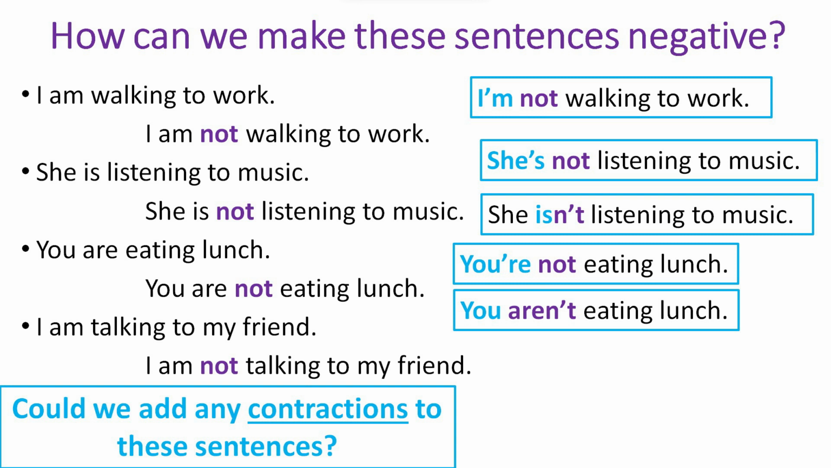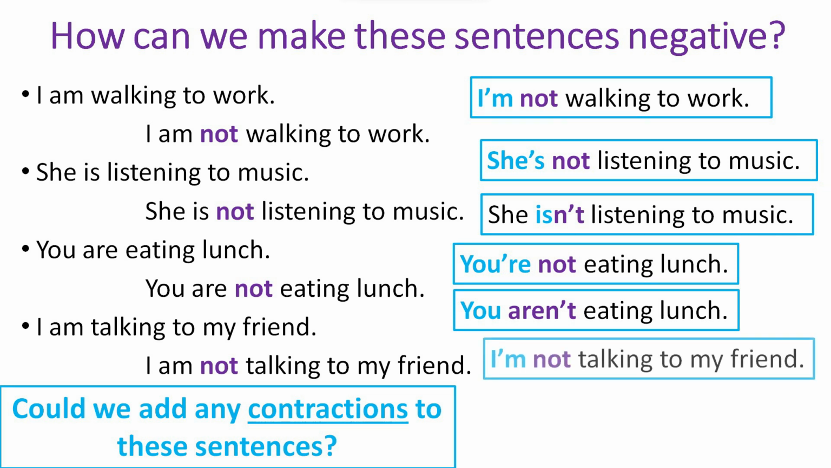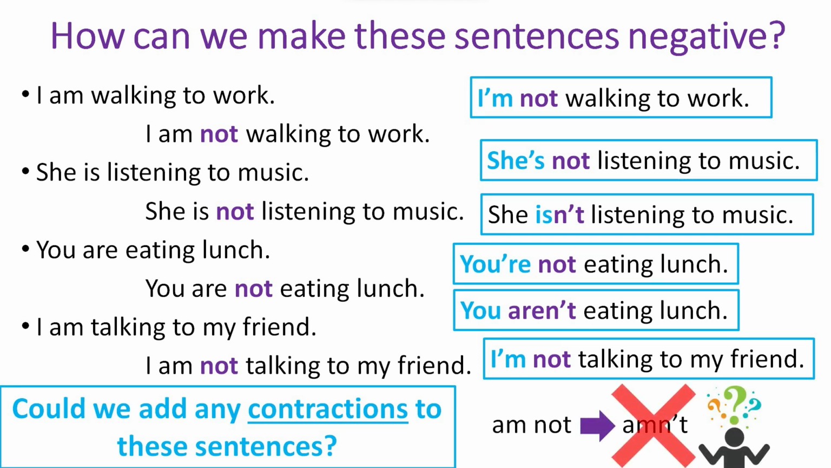In the fourth sentence, we only have one option. Like in number 1, we can push I and am together to make I'm not talking to my friend. In English, we never push am and not together to make amn't. That isn't an English word.